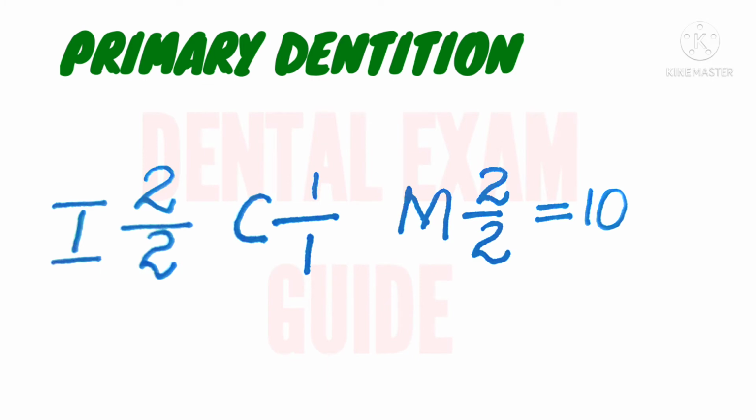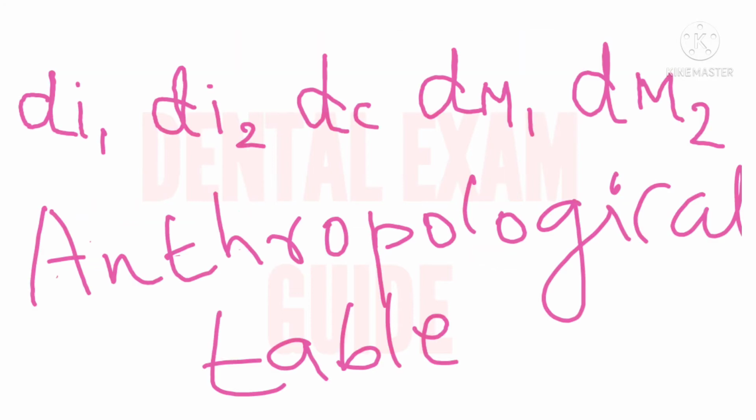In our primary dentition, premolars are missing and we have only 2 molars. So we can write the dental formula as I 2 by 2, C 1 by 1, M 2 by 2, altogether 10 teeth on one side.